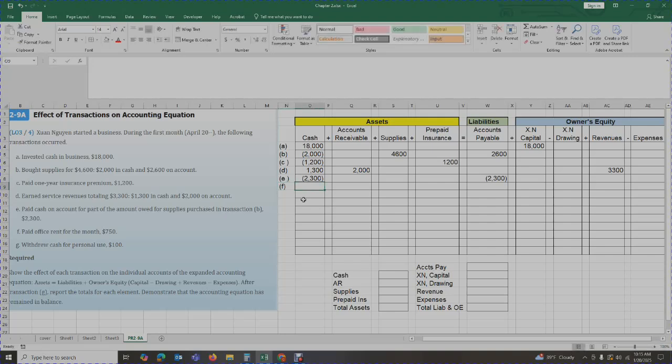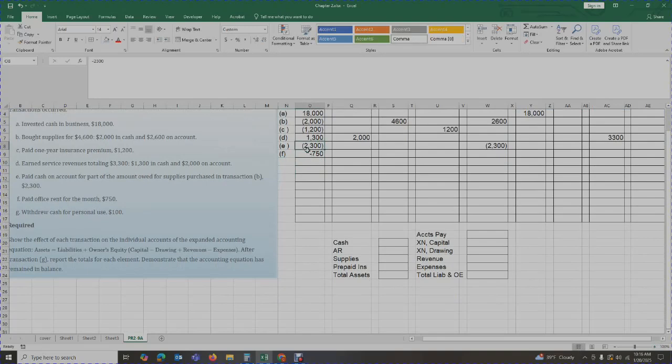Letter F. We paid the office rent for the month, $750. Any type of expenses that are related to the normal operations of your business, such as the rent, the utilities, anything of that nature, the internet, mobile services, salaries expense, anything that you have to pay to have your business running is an expense. So in this case, we are paying for the office rent of $750. So you ask yourself, how do I pay for the rent? And usually we pay the rent with cash. Okay, so cash is going to decrease $750.